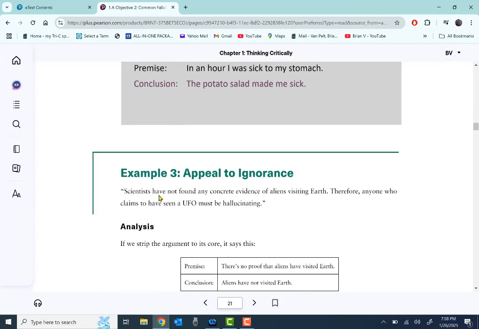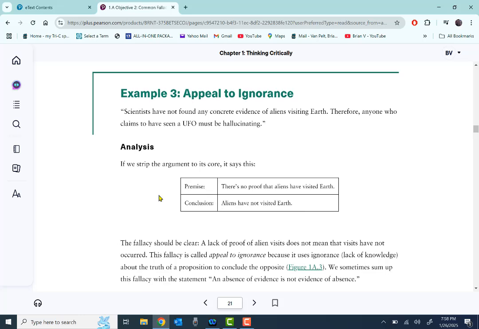Moving forward, appeal to ignorance. This is very common nowadays. Scientists have not found any concrete evidence of aliens living or visiting Earth. Therefore, anyone who claims to have seen a UFO must be hallucinating. So their conclusion here is that no aliens have ever come to Earth.